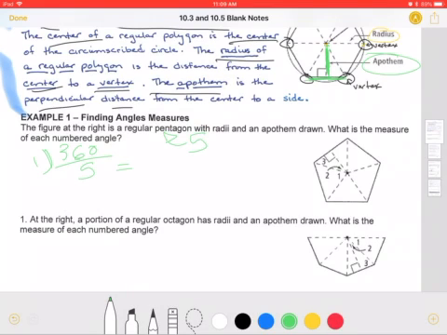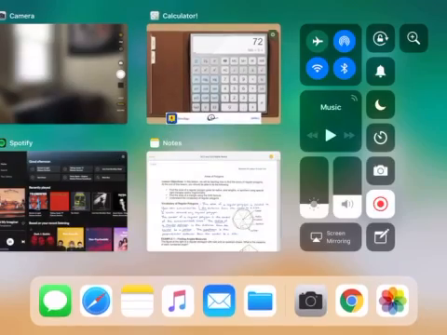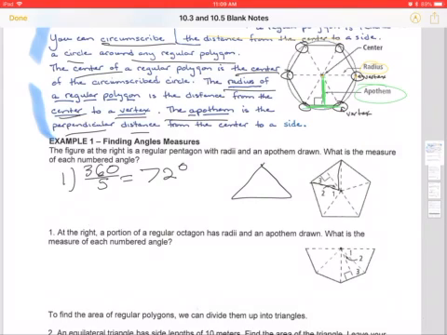So what's that going to be? Use your calculator for this if you need to. Got 360 divided by 5, so 72. So this is saying that angle 1 is going to be 72 degrees. Cool, easy. And then we start to focus specifically on this triangle that's here. So I'm personally going to redraw it. I know that the angle up here was 72. I know that the apothem is perpendicular, creating this 90-degree angle.